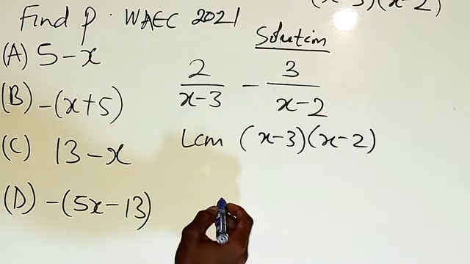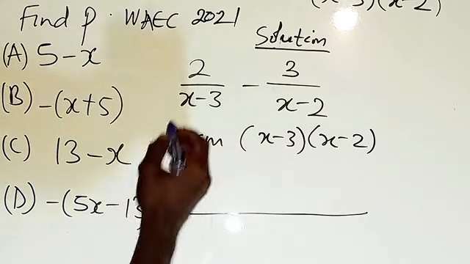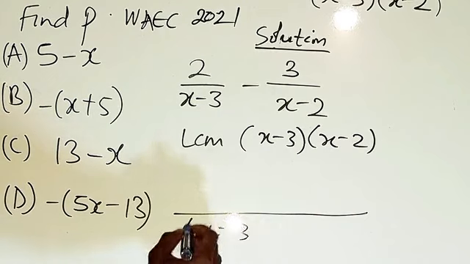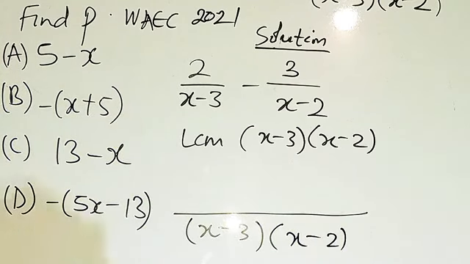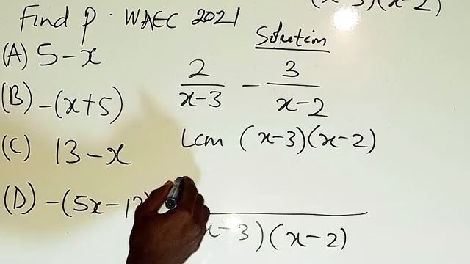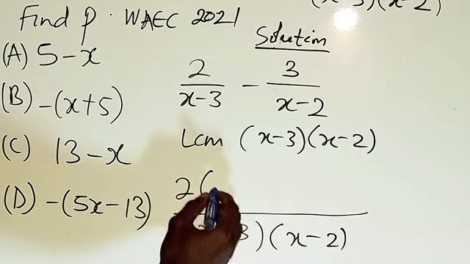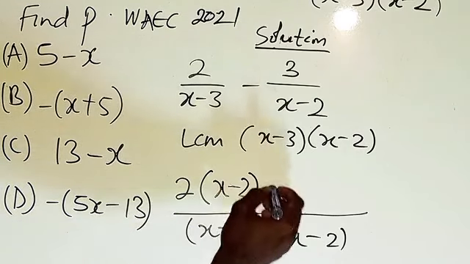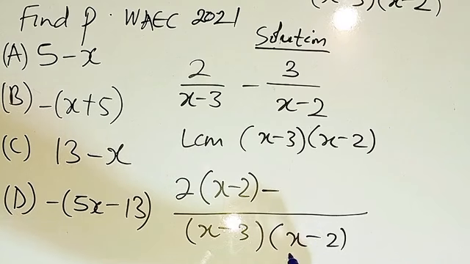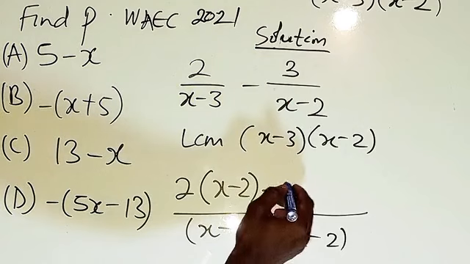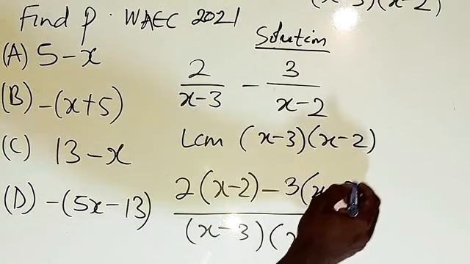So now taking the LCM, we're going to have it like this. x minus 3 and x minus 2 will be down here, that's the multiplication. So now x minus 3 divided by x minus 3, okay? We're going to be left with x minus 2, so we multiply it by this. This will be 2 into bracket x minus 2, then minus. Here x minus 2 will divide this x minus 2, so we multiply the remainder x minus 3 by 3. We have 3 into bracket x minus 3.